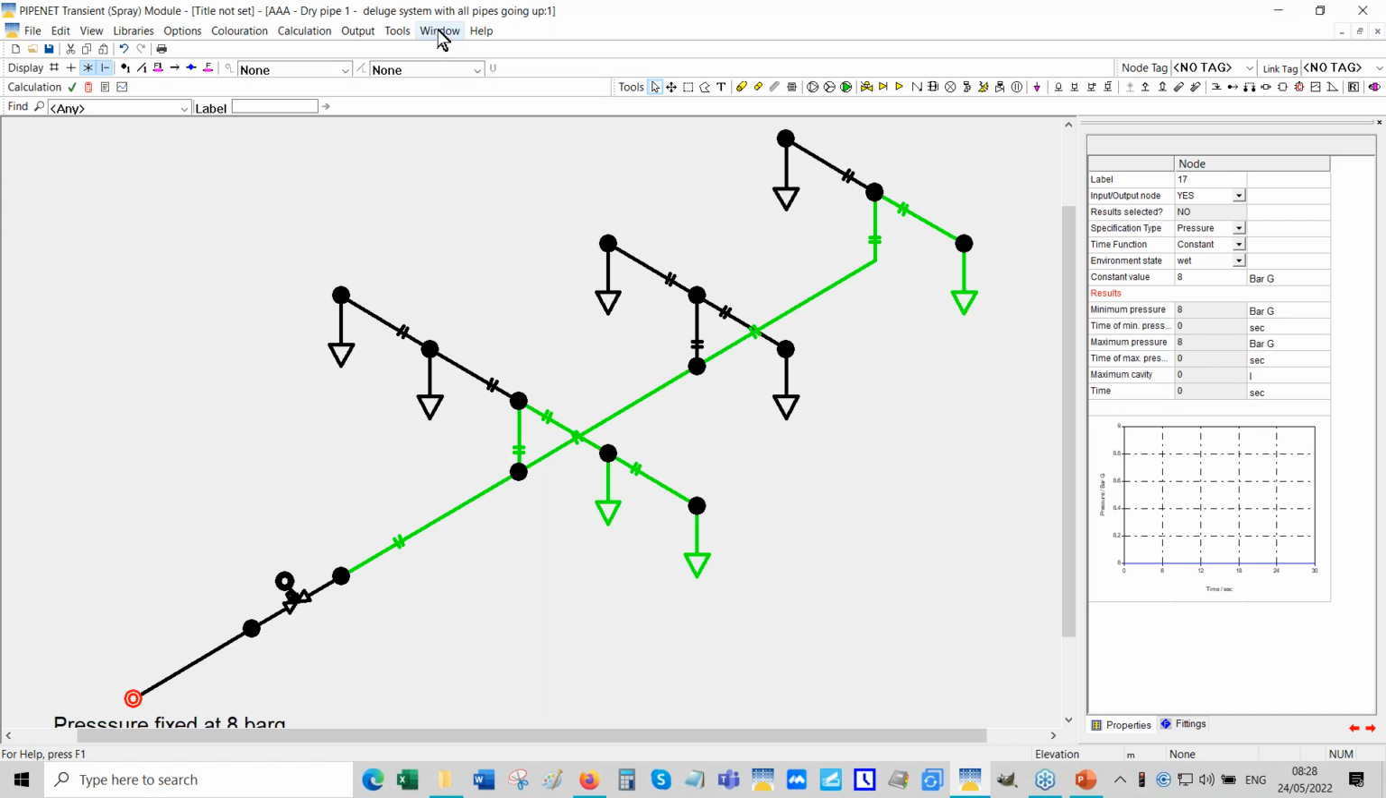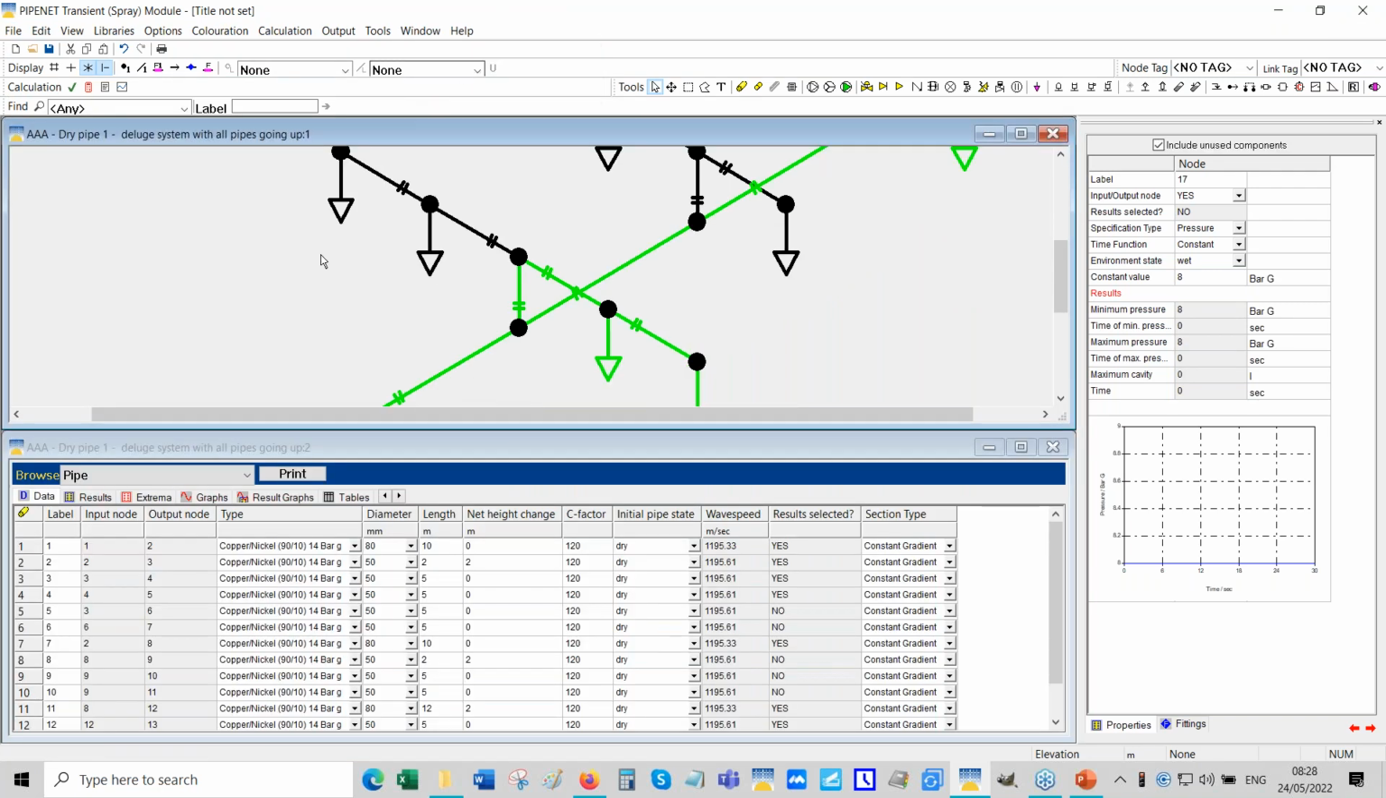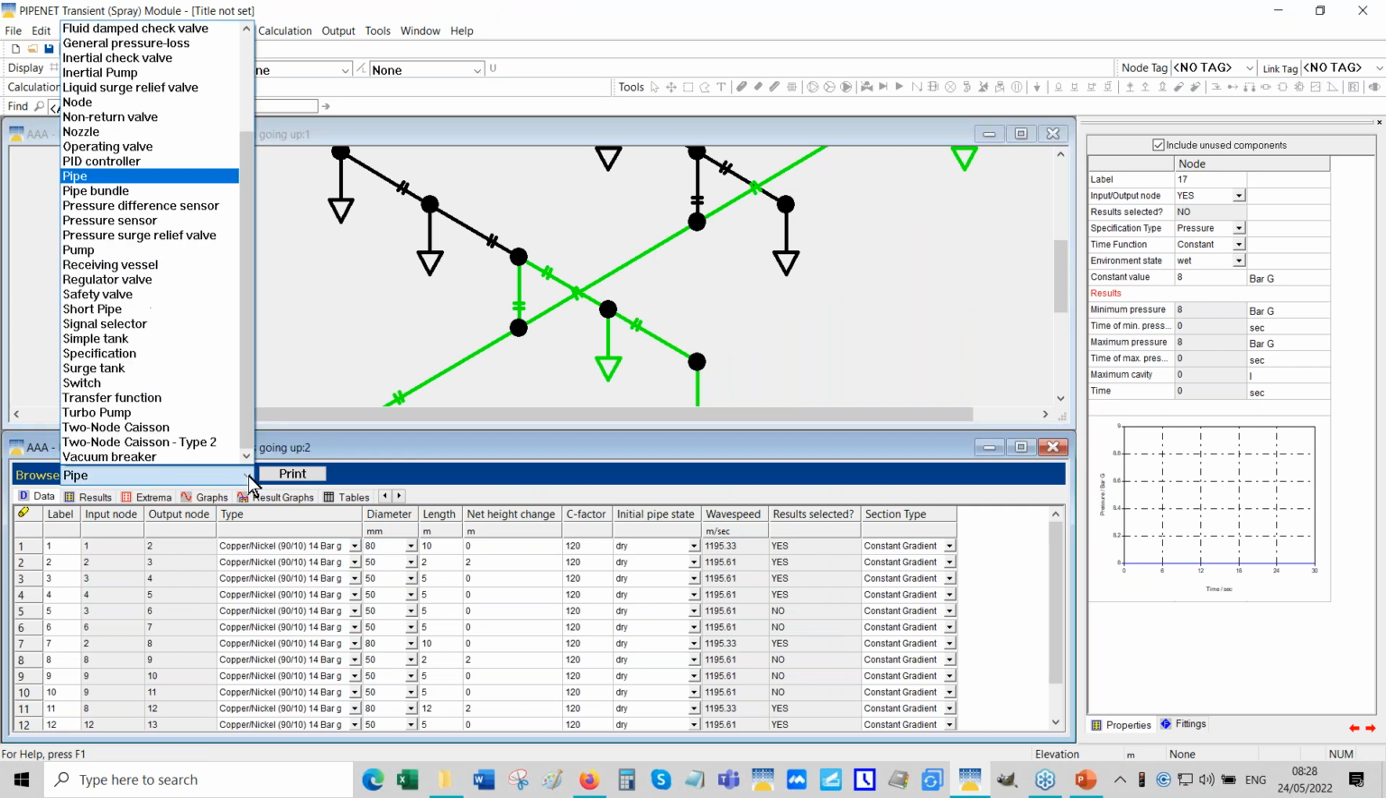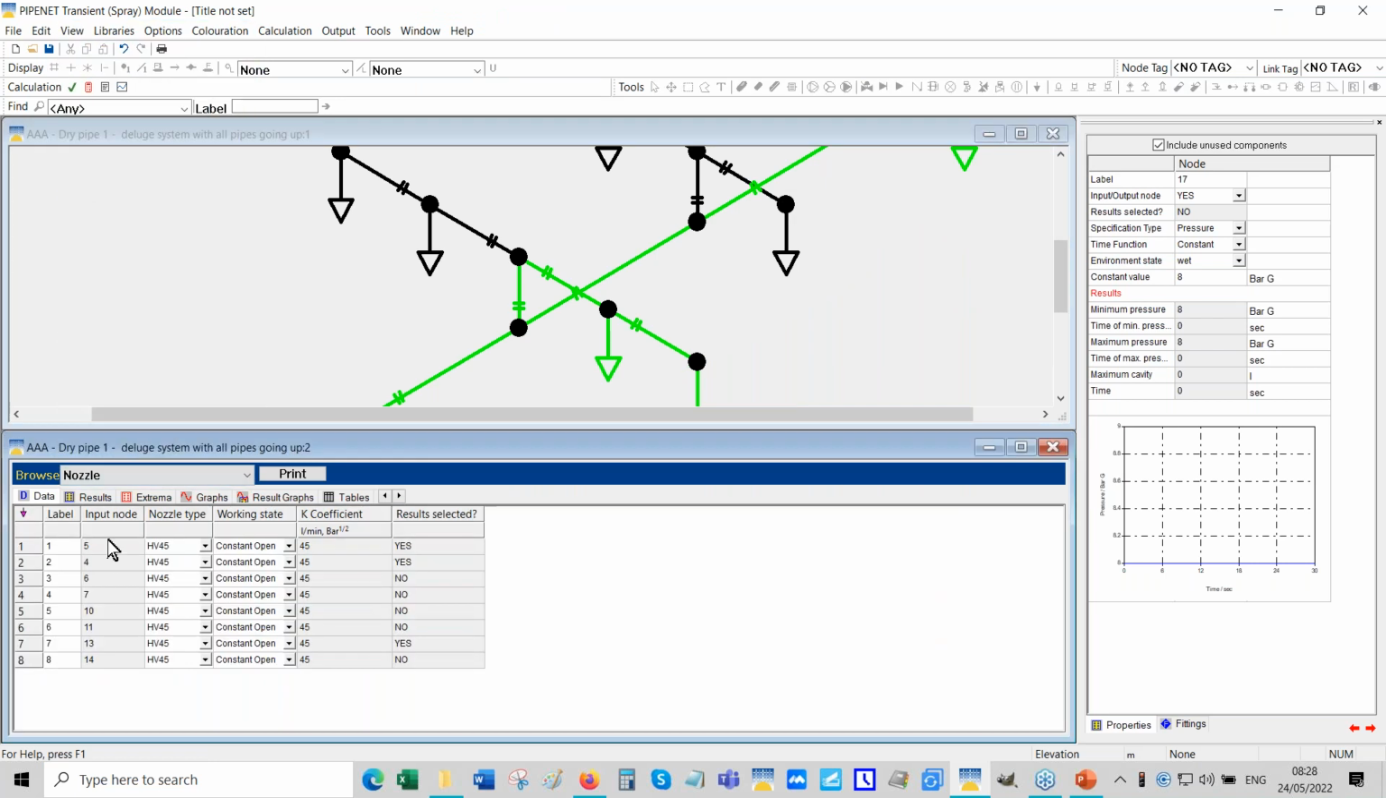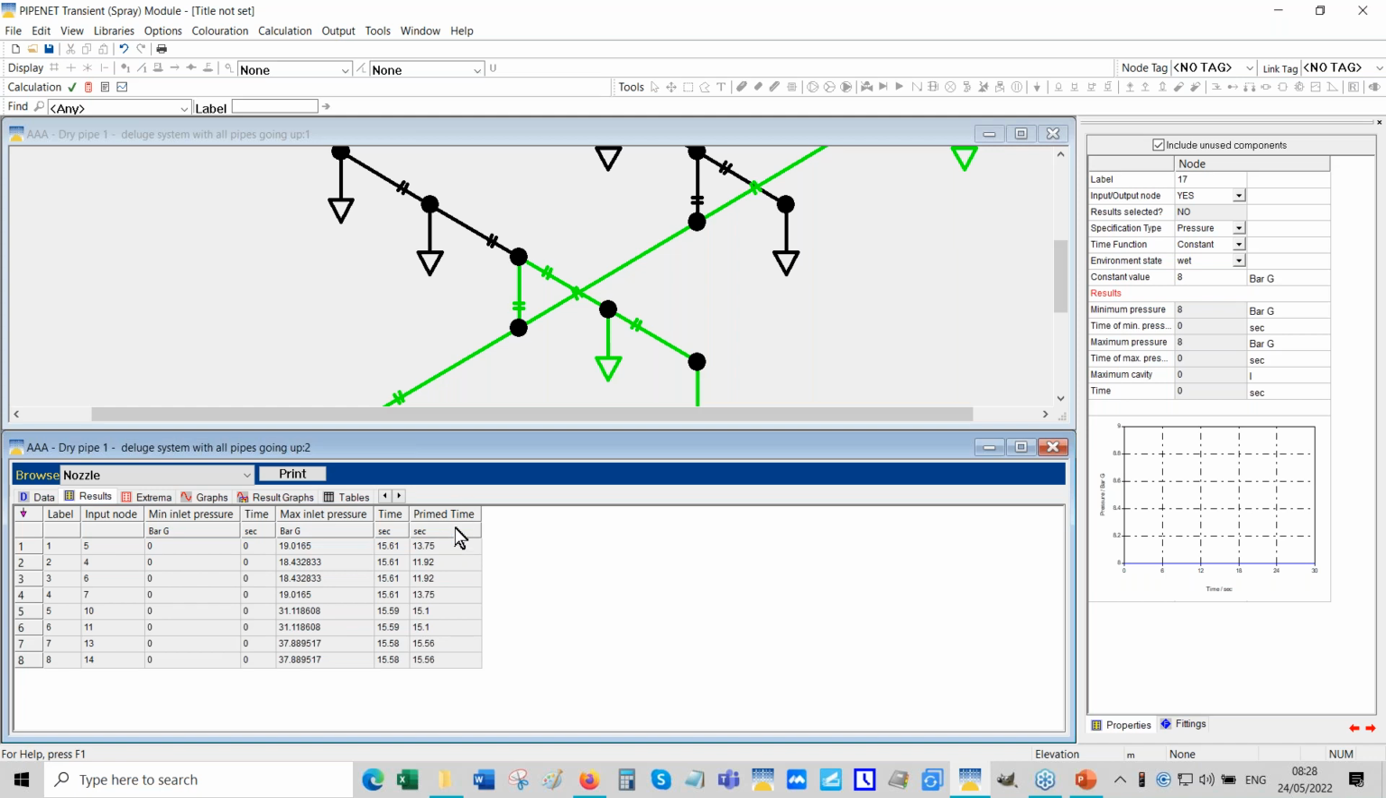The first thing I'd like to show you: look at the nozzle in the data window, look at the results. See there is this column, priming time, and if I click, it reorders them in increasing order, click again, it reorders them in decreasing order.